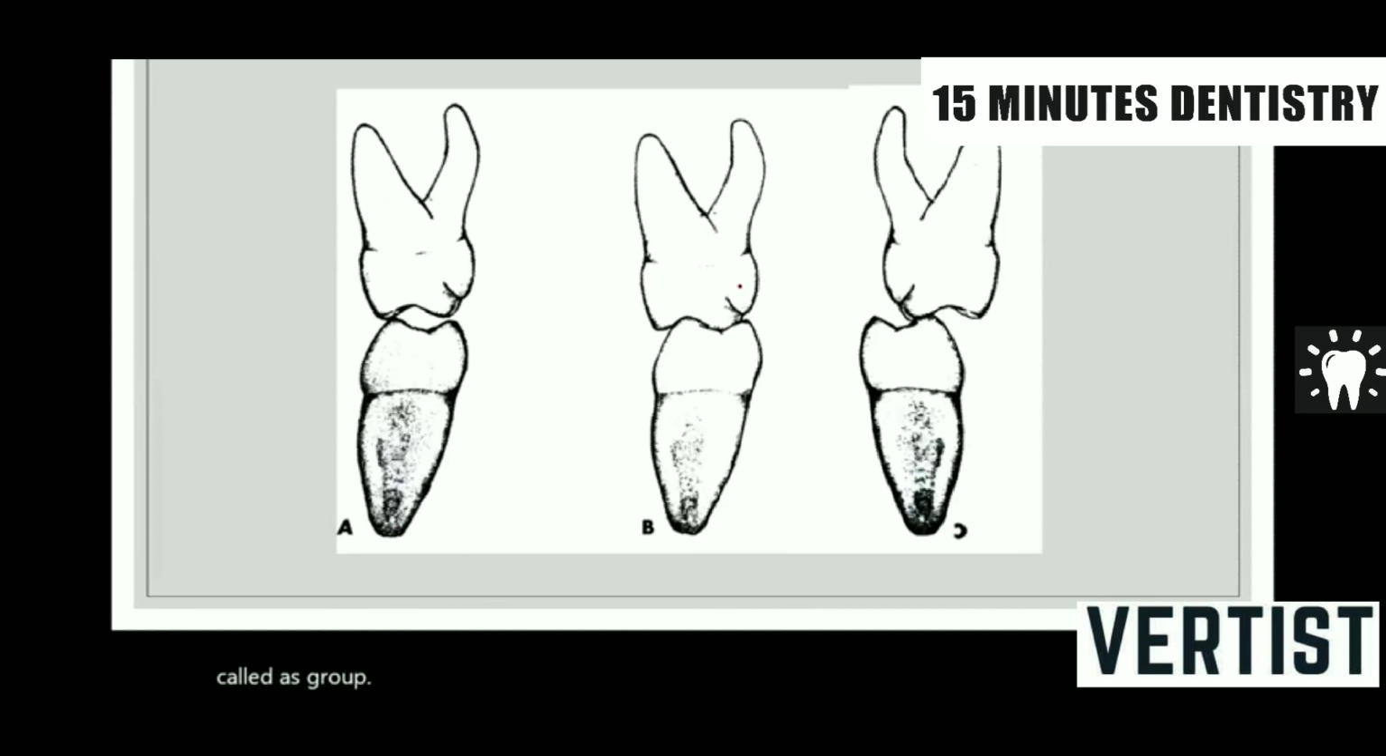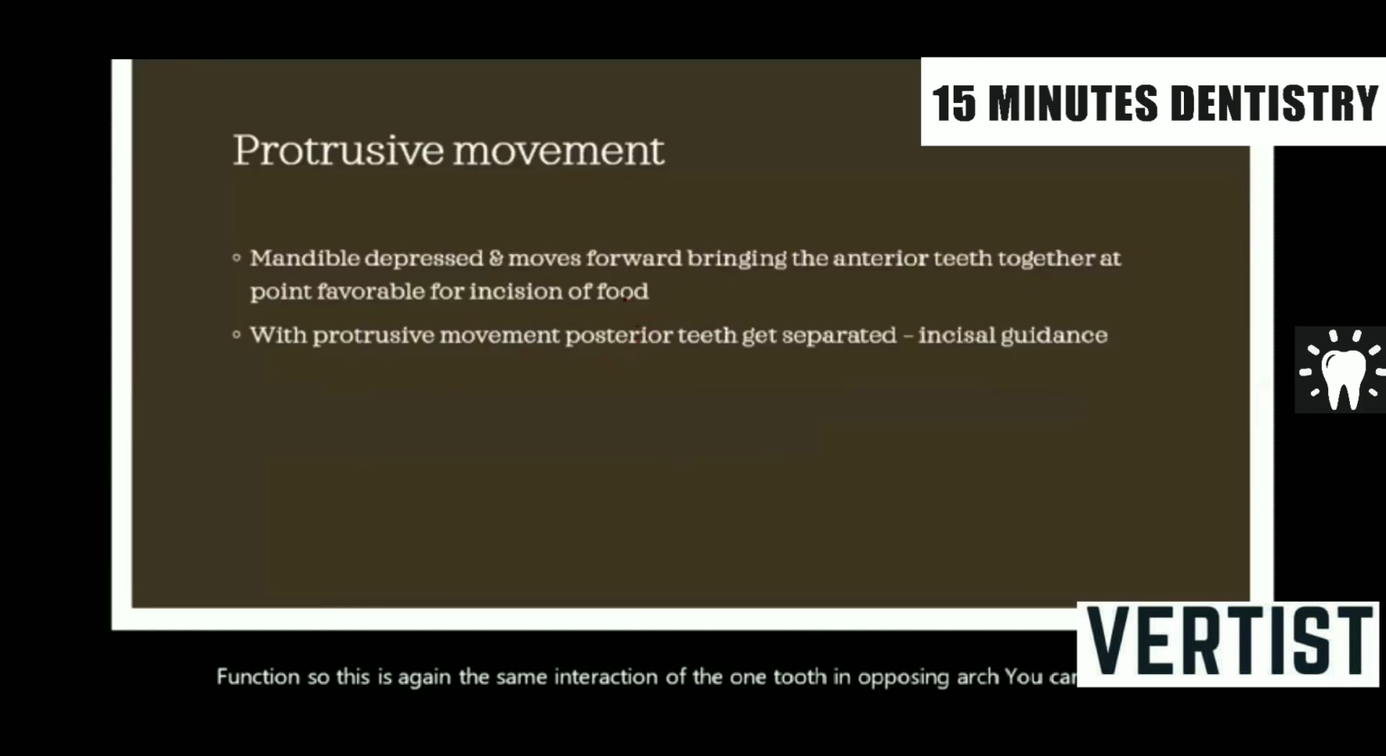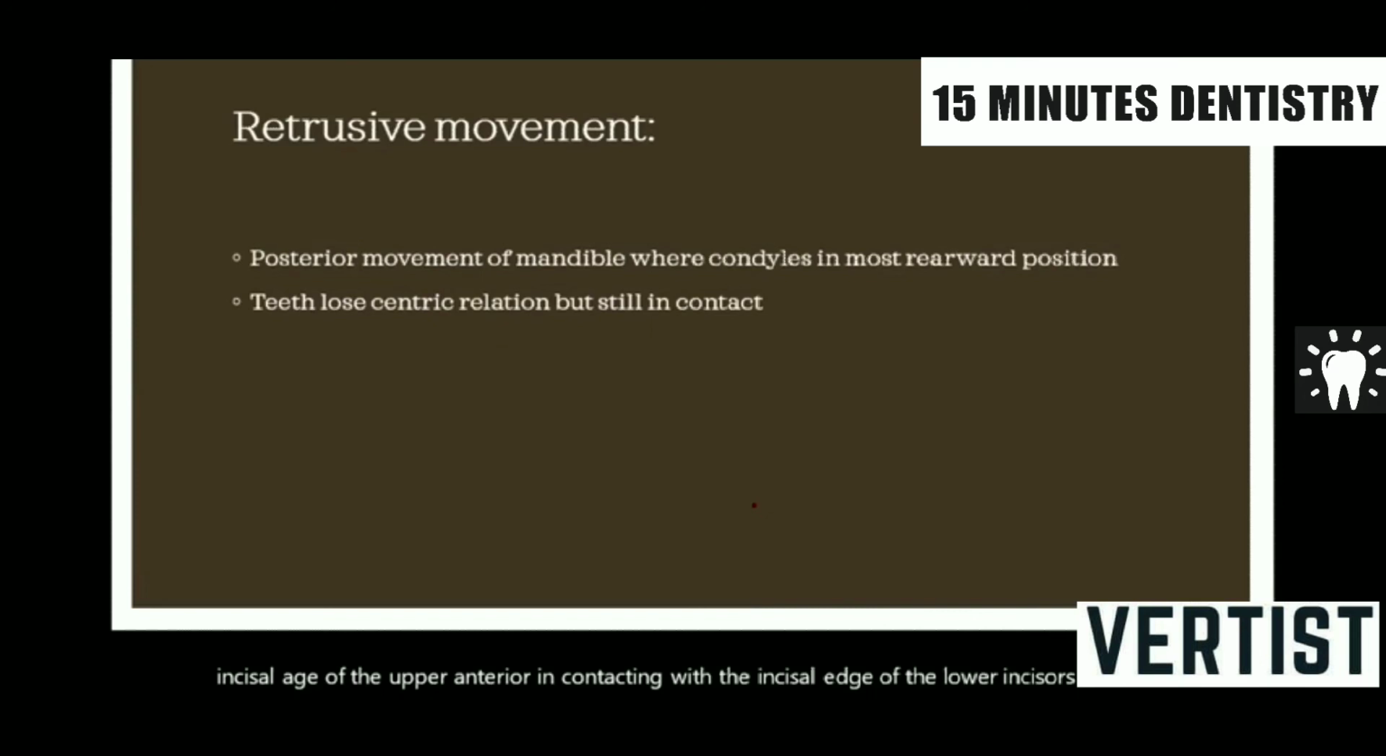So this is again the same interaction of one tooth with the opposing arch. You can see what happens on the working side, the non-working side, and how it is in centric occlusion. Okay. Protrusive movement. In the protrusive movement, the mandible again is depressed, then it moves forward until the anterior teeth come into one alignment. That is, the incisal edge of the upper anteriors is contacting the incisal edge of the lower incisors. This will again result in posterior disclusion, which is called incisal guidance.